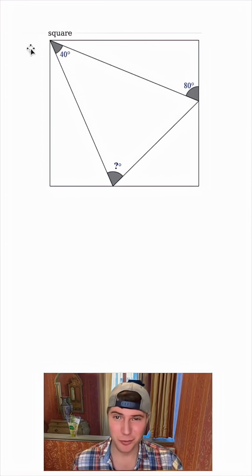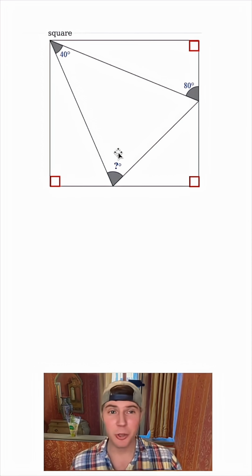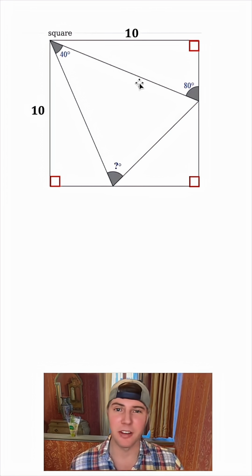So first thing, this word square is telling us this thing's a square, so we're going to put right angles. Since no side lengths are provided and all squares are similar and we're solving for an angle, it's fine for me just to make up a side length. So I'm just going to go with 10.